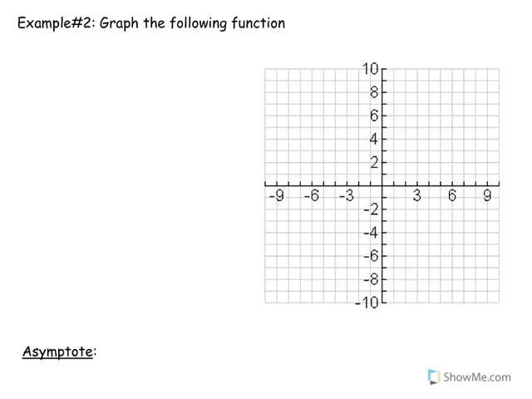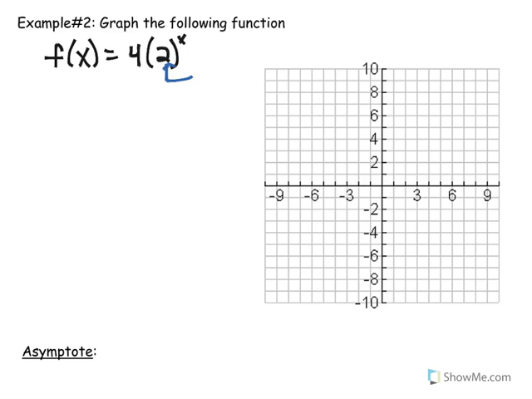So now I want to look at a specific example to graph. Let's look at the function f of x equals 4 times 2 raised to the x power. We should already be thinking about what the general shape is going to look like. My base is greater than 1, so I know that's a growth exponential function, so it's going to have a general shape of always increasing and going upwards.